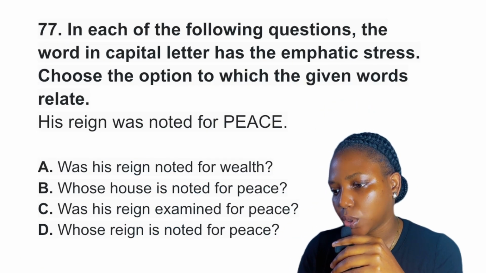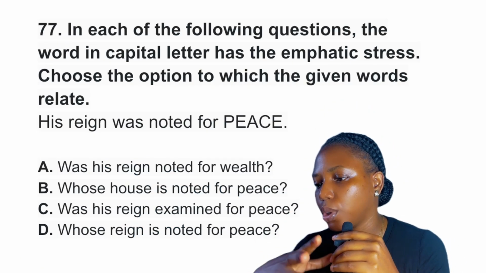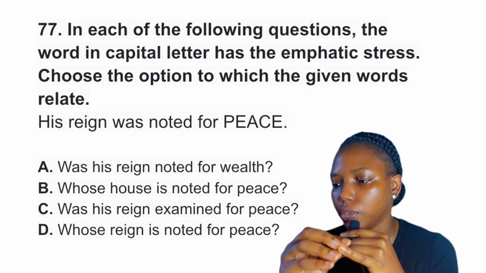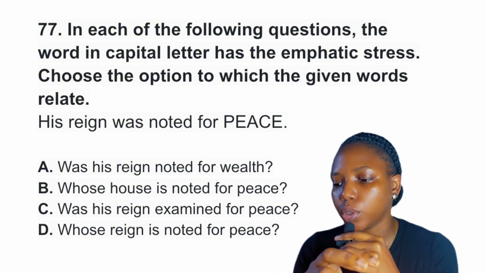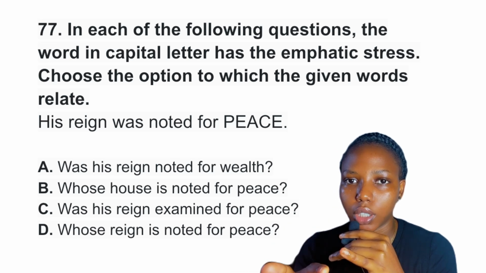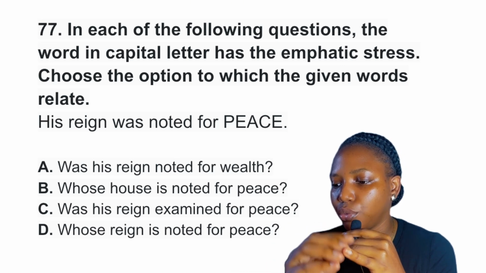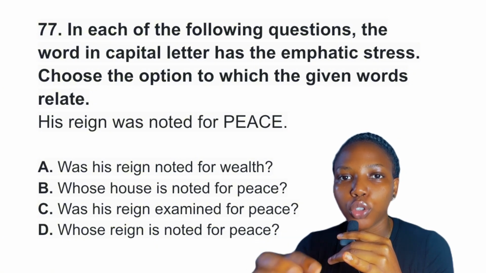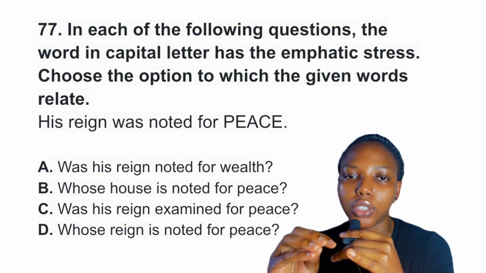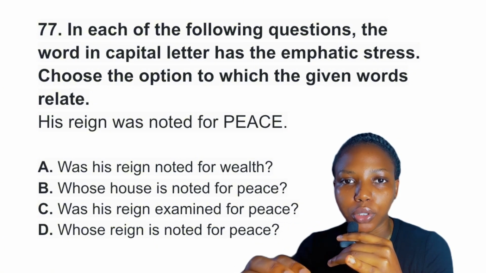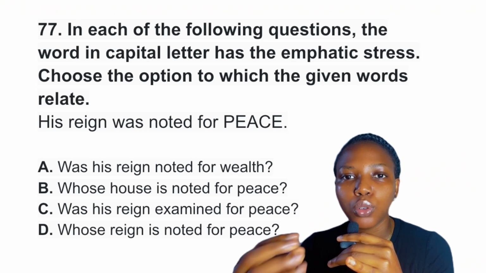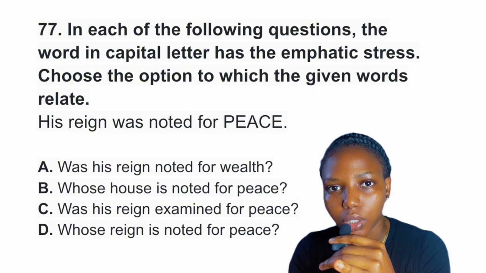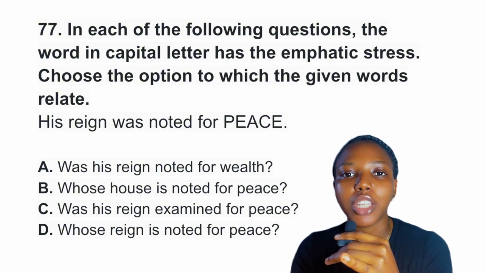Question 77. In each of the following questions, the word in capital letters has the emphatic stress. Choose the option to which the given word relates. This question is based on emphatic stress. The question is, rain was noted for peace, and the emphasized word is peace. When you want to solve emphatic stress questions, all you need to do is go to the options and look for the option that has a word that replaces the emphasized word. So you are substituting it with something else.